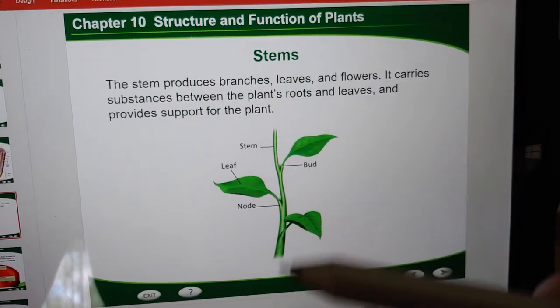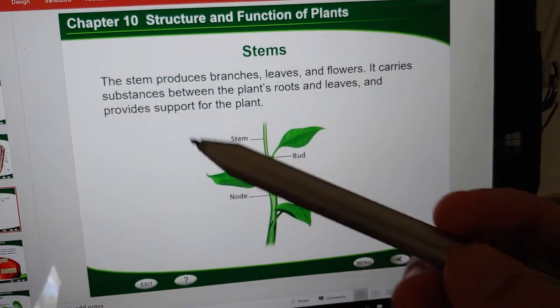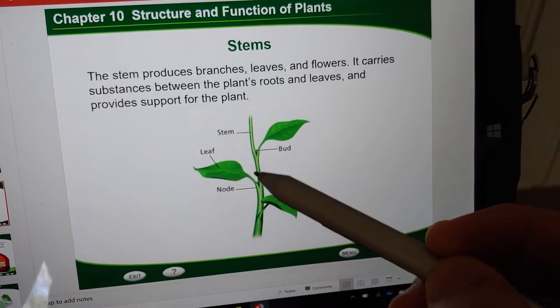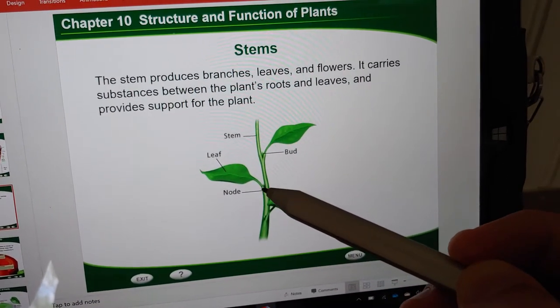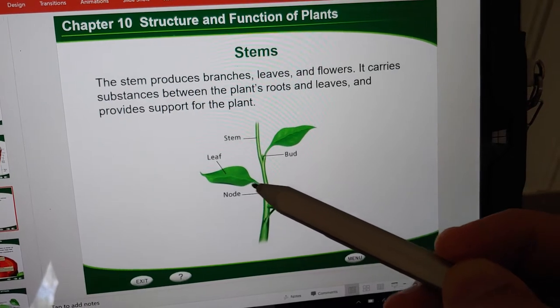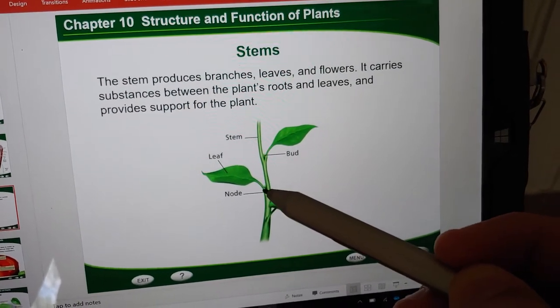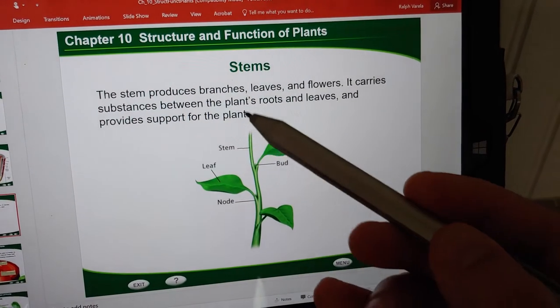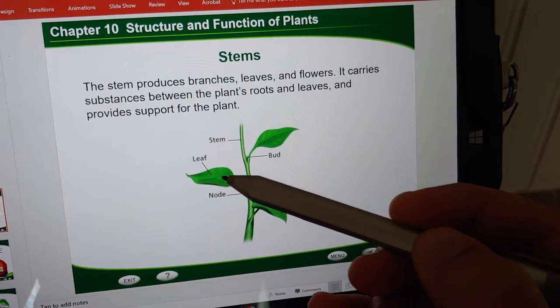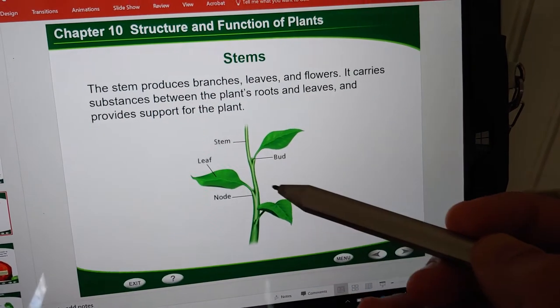Next slide, stems. Okay, so this will be the stem, and you will find branches. This is not necessarily a big branch, this is still part of the leaf, but whenever you look at a tree and you see the branches come out, the branches are considered part of the stem. It includes the leaf structure and also flowers.